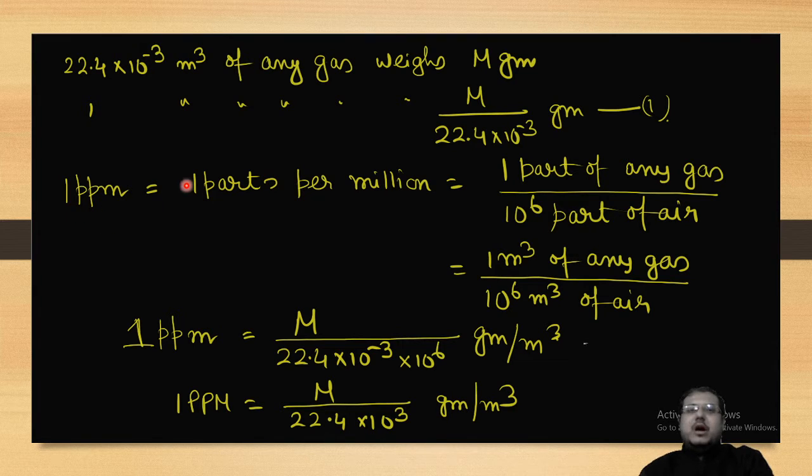What is 1 ppm? 1 parts per million. That means 1 part of any gas by 1 million parts of air. And 1 million parts of air means 10 to the power 6 parts of air. So from equivalency concept, from part to any unit I can go. So 1 meter cube of any gas by 10 to the power 6 meter cube of air. And 1 meter cube of any gas weighs, already we have gone through that, m by 22.4 into 10 to the power minus 3. So here I am getting 1 ppm is equals to m by 22.4 into 10 to the power minus 3 gram per meter cube. Clear?